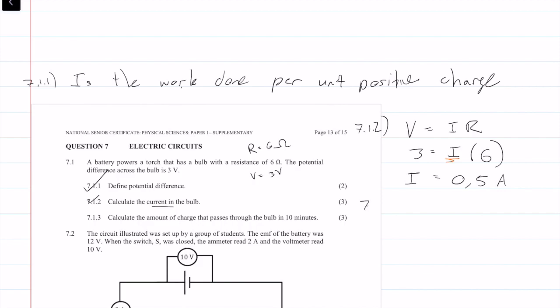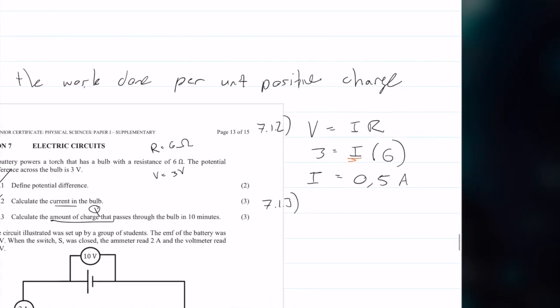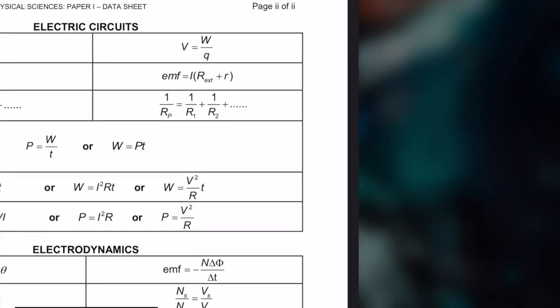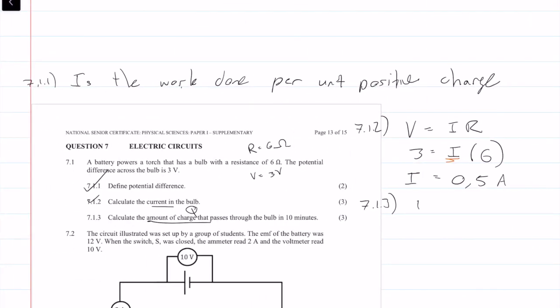Question 7.1.3 says calculate the amount of charge Q that passes through the bulb in 10 minutes. If we look at our formula sheet for Q, the first equation is I equals Q over T. I is equal to Q divided by T. I we just calculated as 0.5, equal to Q, the unknown, times T in seconds.